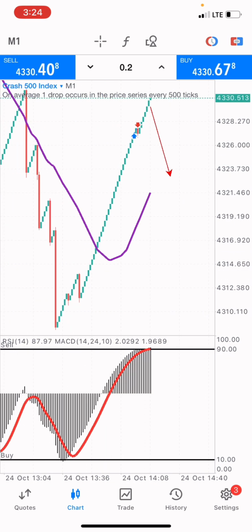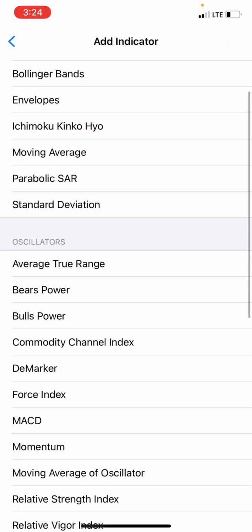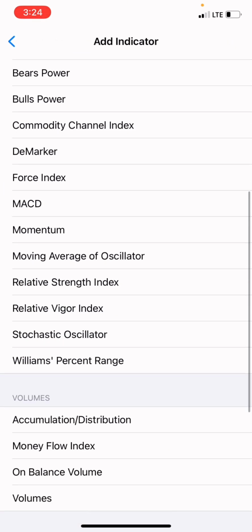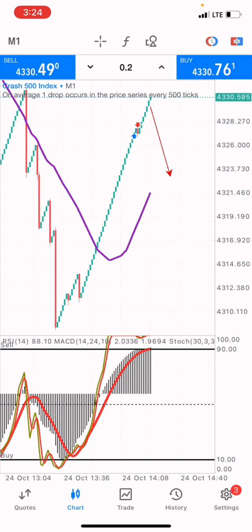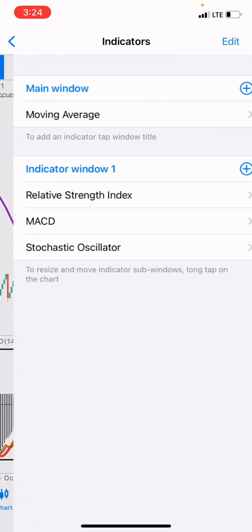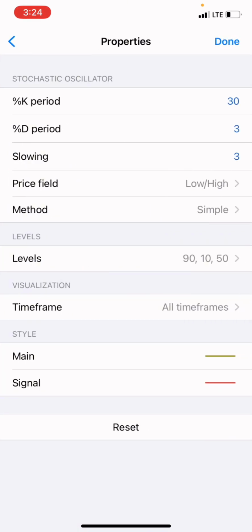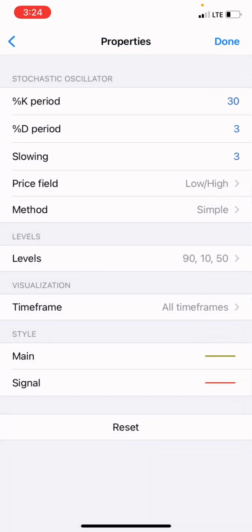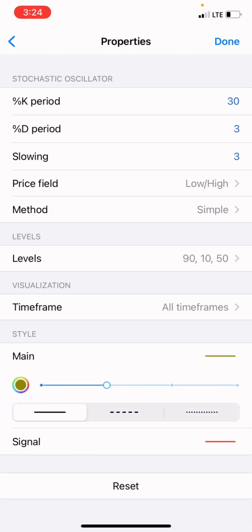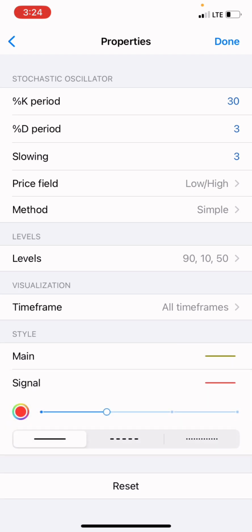So what we're going to do also is to put in another indicator on the indicator window 1, which is the stochastic oscillator. Let's see what we can do with that. The K period 30, D period 3, slow in 3 as well. The price feed slow and high, just as you can see right here. Then you put in the levels for 90, 10, and 50. The main color I use green on 2 pixels. The signal I use red on 2 pixels.